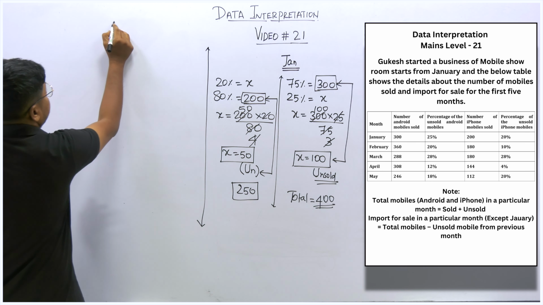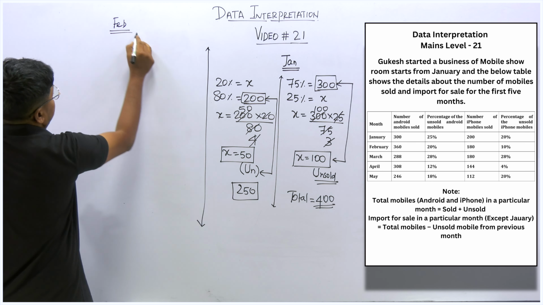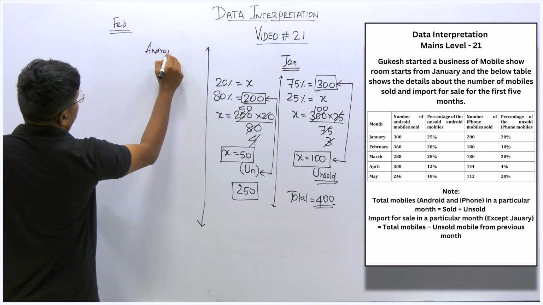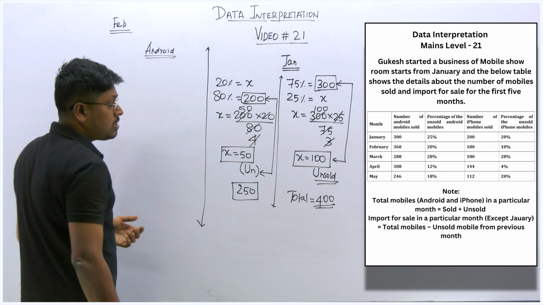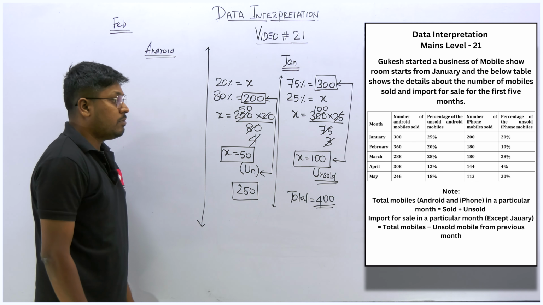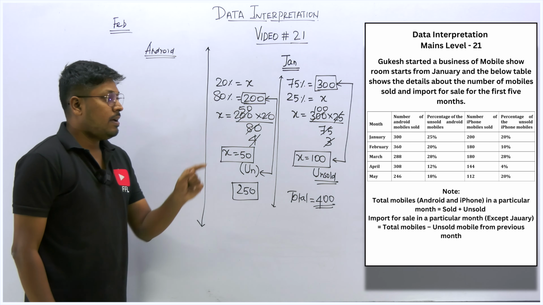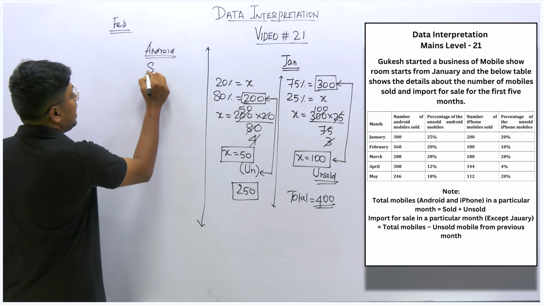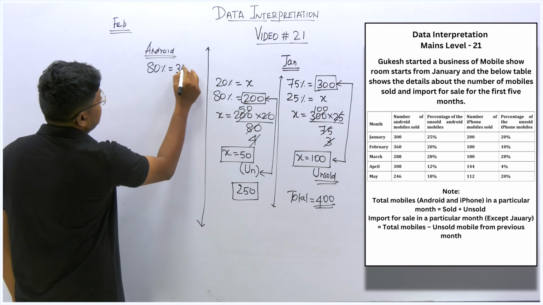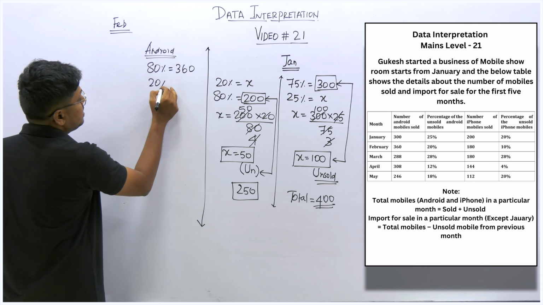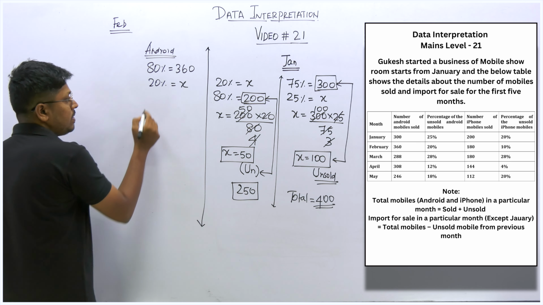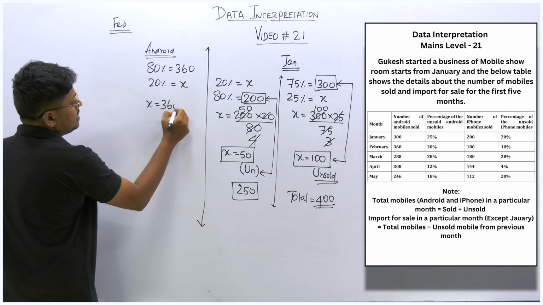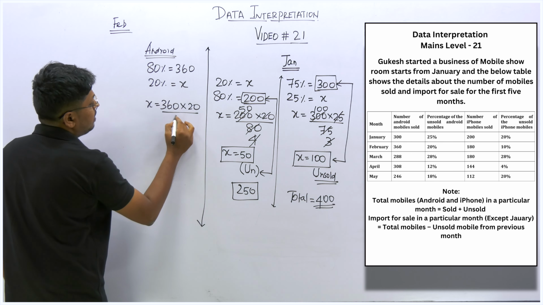So next, the month of February. According to the data, first we can go for Android. For Android in February, the total number of mobile phones sold is 360 and 20% were unsold. So that 360 will be 80%. So 80% will be 360, and 20% of mobile phones were unsold. So x is equal to 360 into 20 divided by 80.